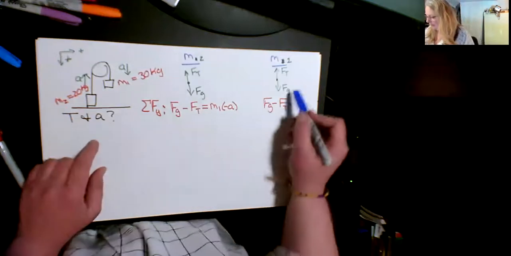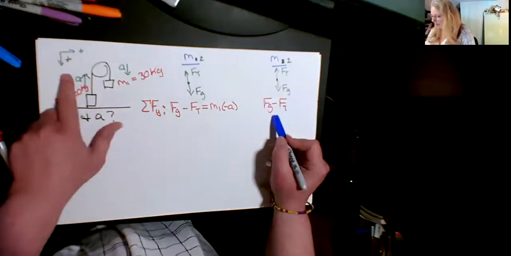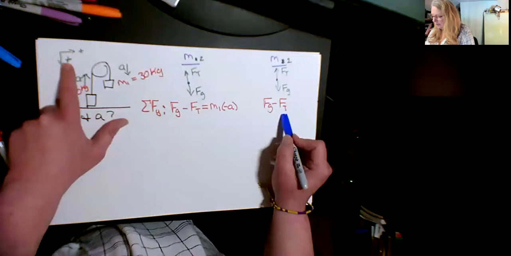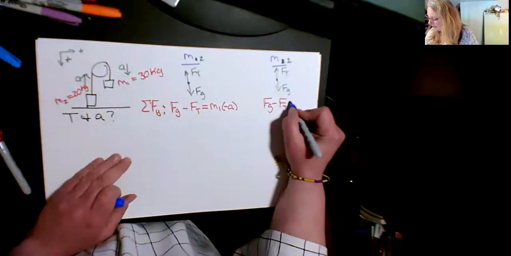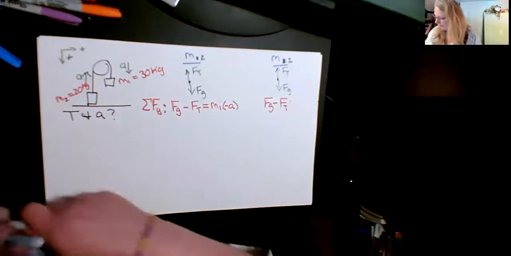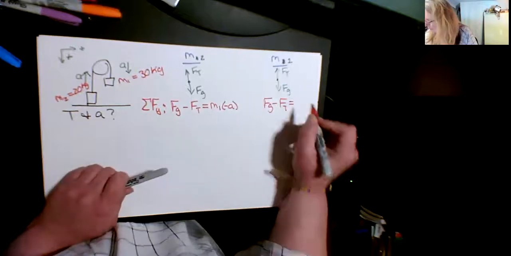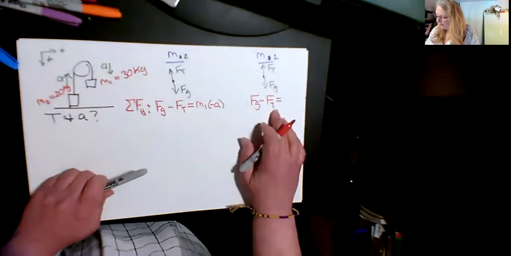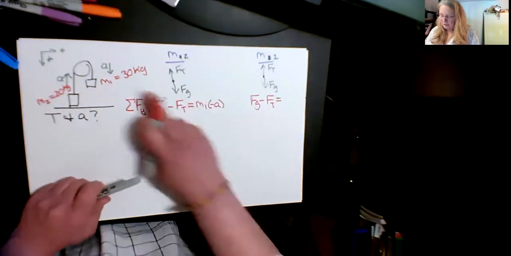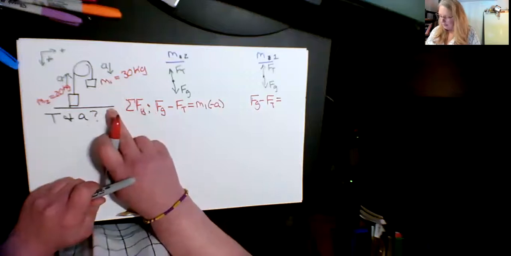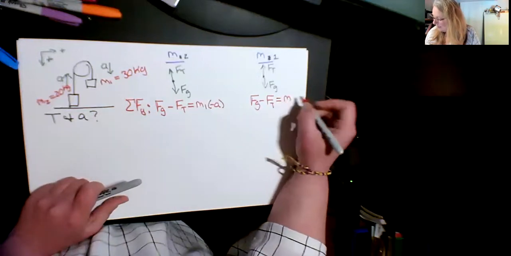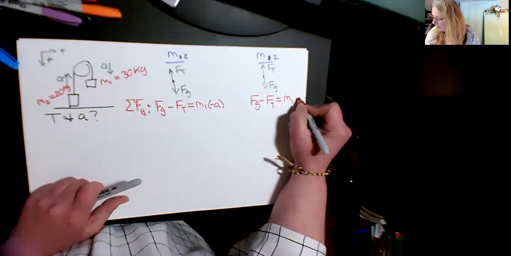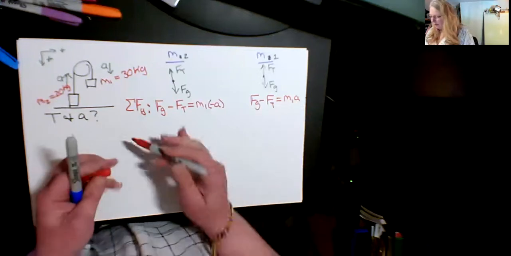So force of gravity down is still positive, that part's correct. Force of tension is up, so that's negative, equals, I'll do it in the same color, sorry about that, equals this mass times its acceleration. Well, this mass here is accelerating in the downward direction. I've defined that as positive. So mass 1 times acceleration. Let's clean this up.